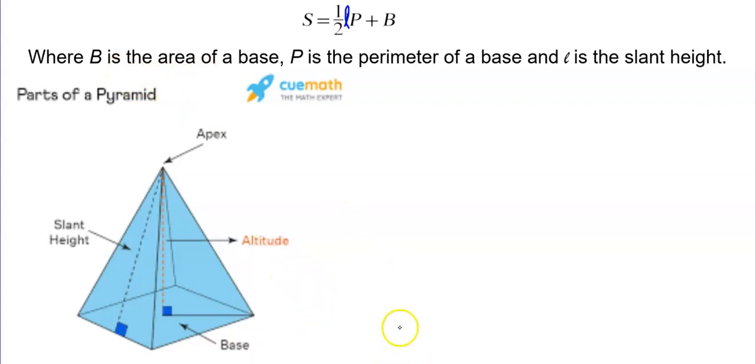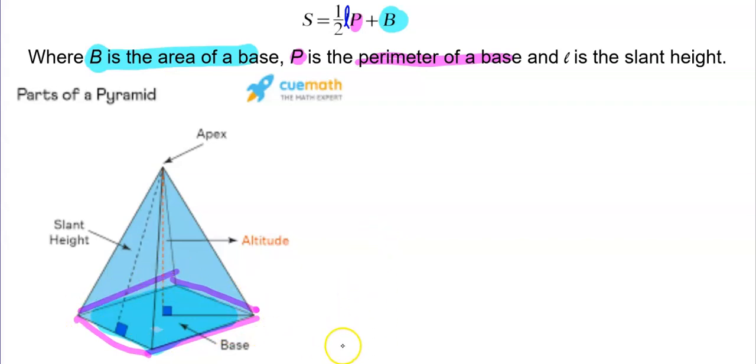Again, let's start with the basics, shall we? B is the area of the base. B is the amount of space the base takes up. So in this case, it's a square or a rectangle. For our pyramids, it's mostly going to be a square. And we are going to multiply that by the perimeter of the base. Perimeter of the base, you are going to add up how far around this shape goes.